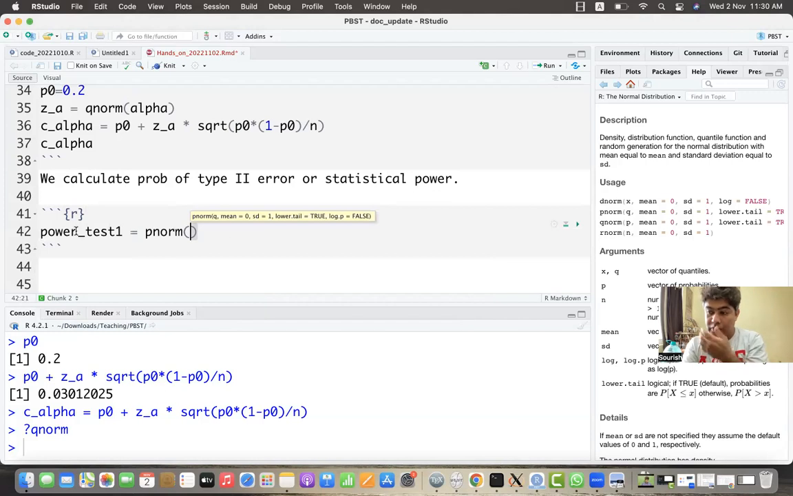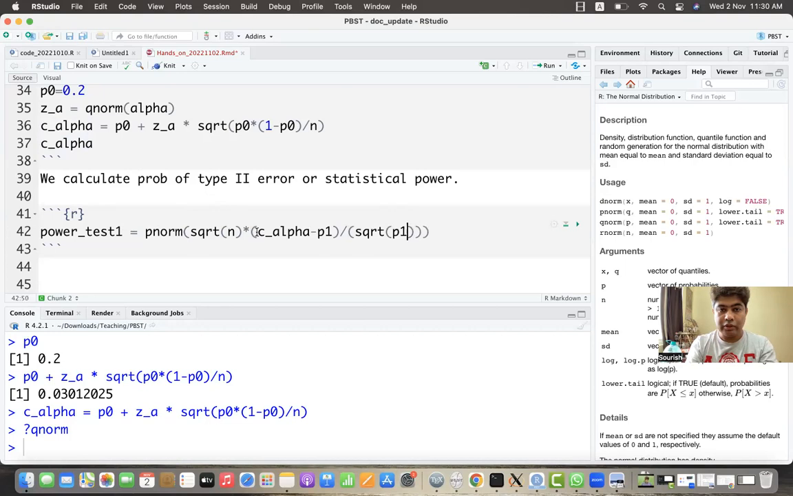Now, what we have: square root of n times C alpha minus P1, divided by square root of P1 times 1 minus P1.